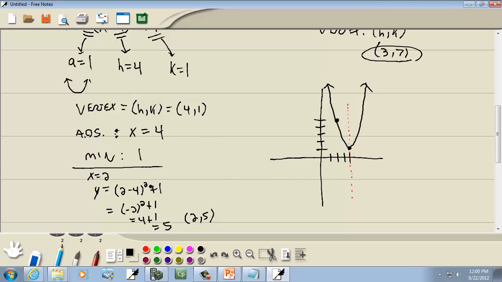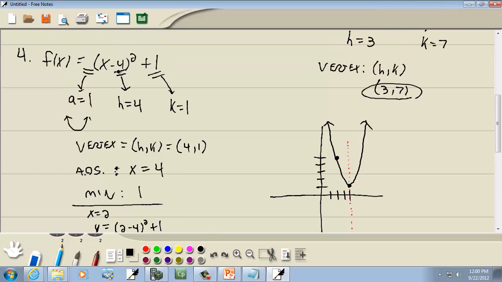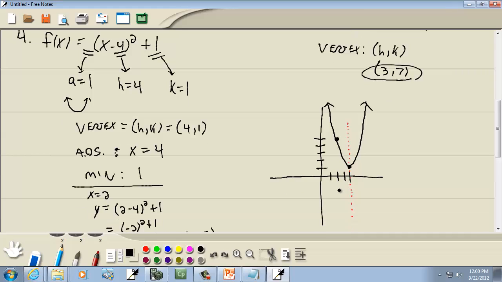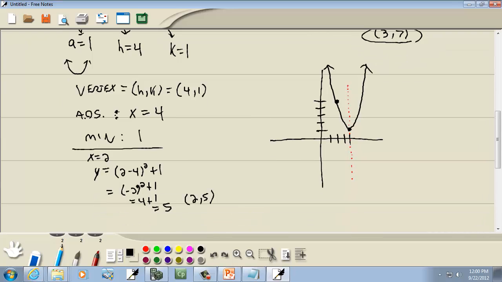Now I could have done a few more points to get it. If I had tried to find the y-intercept, remember, to find a y-intercept, you plug 0 in for x. If I put 0 in here, I get negative 4 squared, which is 16, plus 1 is 17. 17 is way up there. So sometimes the x-intercept and y-intercept are very impractical to get. Sometimes it's just as easy to pick a simple point like here. I could have picked x equals 2, x equals 1, x equals 5, 6, something like that.